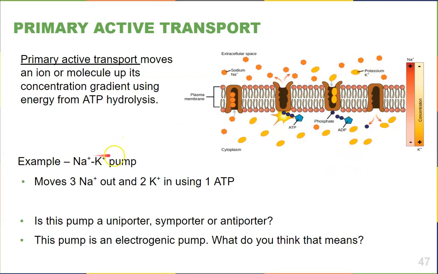So let's take a closer look at this. If we have 3 positively charged sodium move out and then 2 positively charged potassium move in, since we're moving 3 out and 2 in, we're going to have a slightly more positive charge on this side of the membrane because we just have that one more charge every time we move these ions.